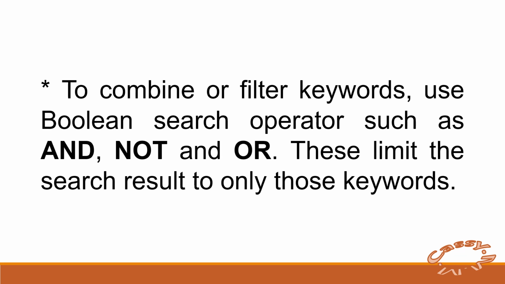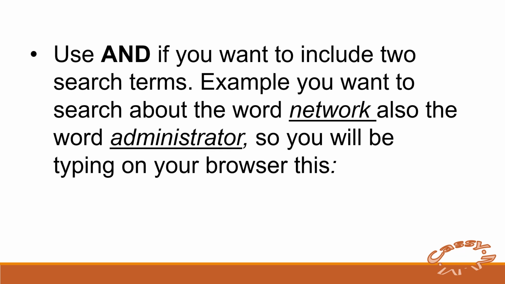To combine or filter keywords, use Boolean search operations such as AND, NOT, and OR. This limits the search result to only those keywords. Use AND if you want to include two search terms. Example, you want to search about the word network, also the word administrator. So, you will be typing on your browser this: network AND administrator.